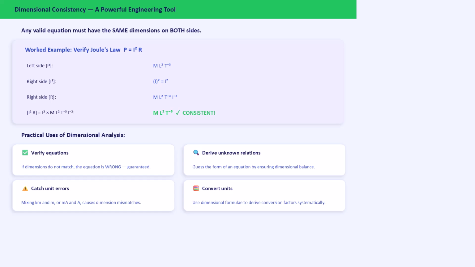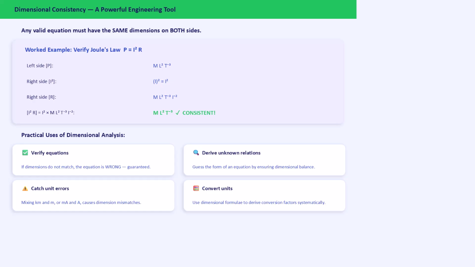Let us verify Joule's heating law. Power equals I squared times R. Left side, P has dimensions ML squared T to the minus 3. Right side, I squared has dimensions I squared. R has dimensions ML squared T to the minus 3 I to the minus 2. Multiplying I squared by M L squared T to the minus 3 I to the minus 2, the I squared and I to the minus 2 cancel, leaving ML squared T to the minus 3. This matches the left side exactly. The equation is dimensionally consistent.